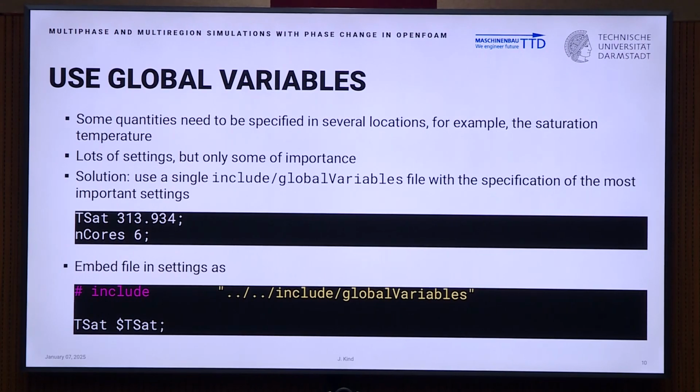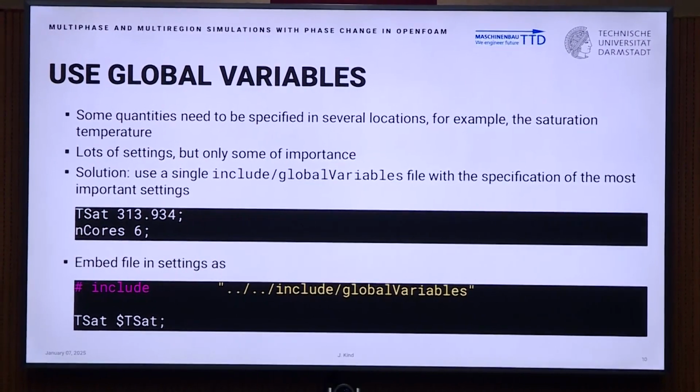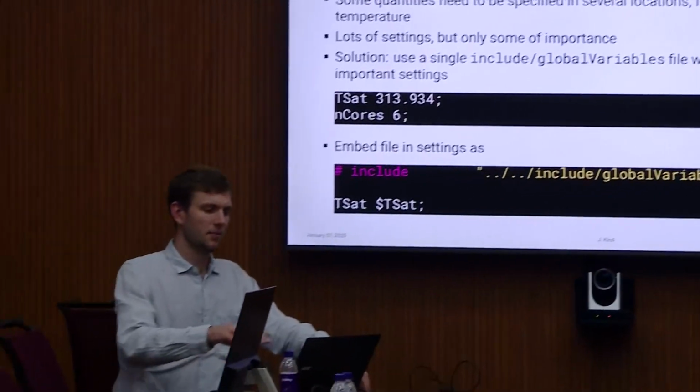It's often the case that, for example, the saturation temperature, you need to set it in this phase change properties. You might want to initialize fields based on it. Maybe even the contact angle has it. So it's flying around at several locations, and it's sometimes hard to keep track of where I have to set it. And additionally, and this is true for all CFD, there are lots of settings, and maybe for your development or testing, only some of them are important.